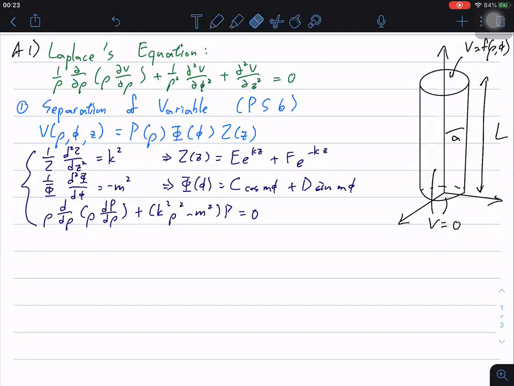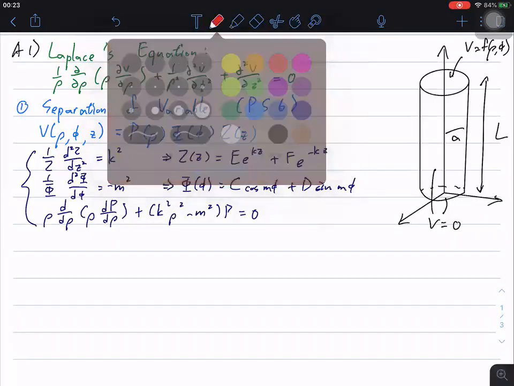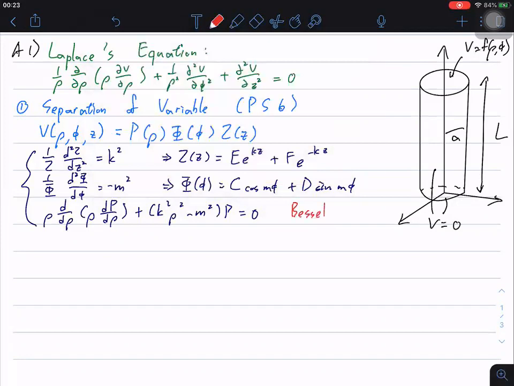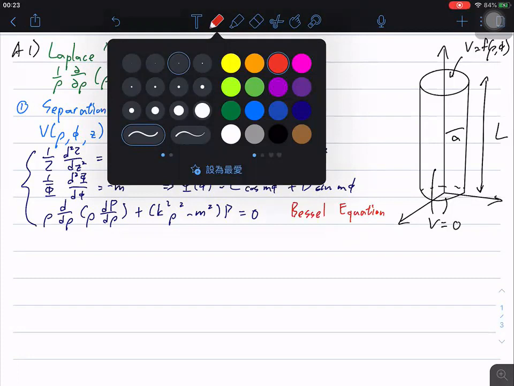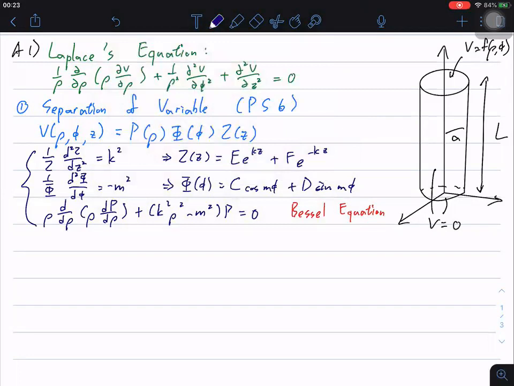But for the last ODE, the solution is not trivial. Actually, this equation is called the Bessel equation. So we have a name for it, and also for the solution. Again, you guessed it, it is the Bessel function. So usually the function P of rho is a linear combination of two Bessel functions: the Bessel function of the first kind, Jm, and the Bessel function of the second kind, Ym.